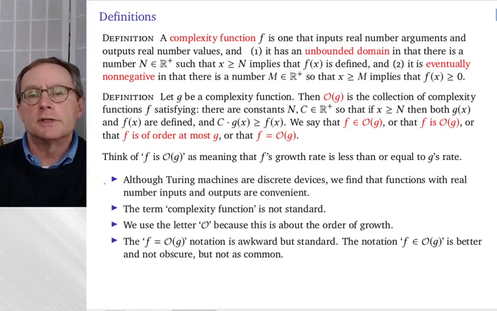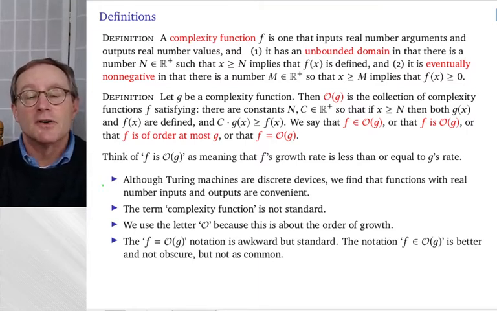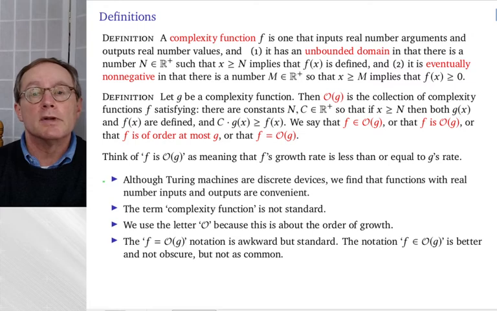Another reason that real number functions are convenient is because in just a minute we're going to apply L'Hopital's rule. L'Hopital's rule requires that you take the derivative, and taking the derivative requires that you have real numbers because you've got to take the limit as delta x goes to 0. So on reflection, real number functions are more convenient than natural number functions.